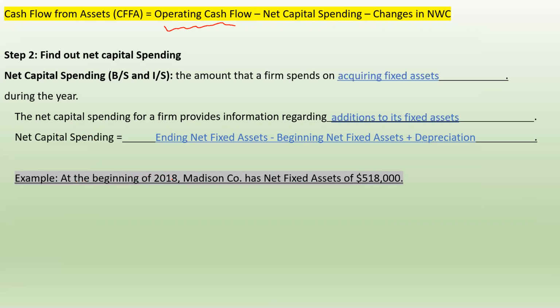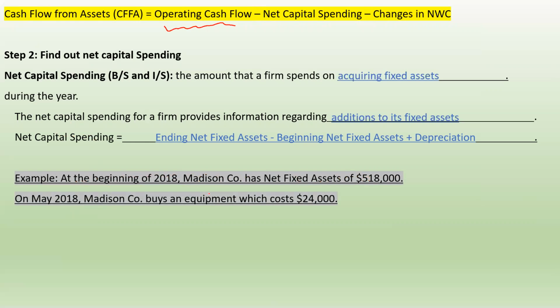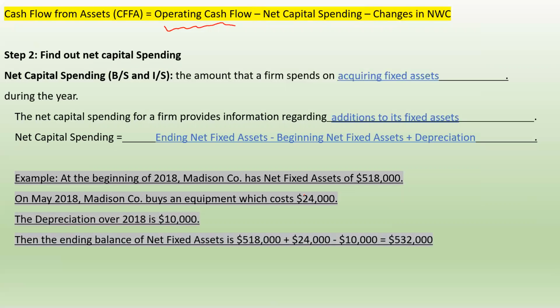So at the beginning of 2018, Madison Call has net fixed assets of 518,000. In May, it buys an equipment. The cost is 24,000. The depreciation is 10,000. Then the ending balance will be the beginning balance, add the new equipment, but minus the depreciation. So it's 532,000. But the net capital spending actually is this number. This is the net capital spending.